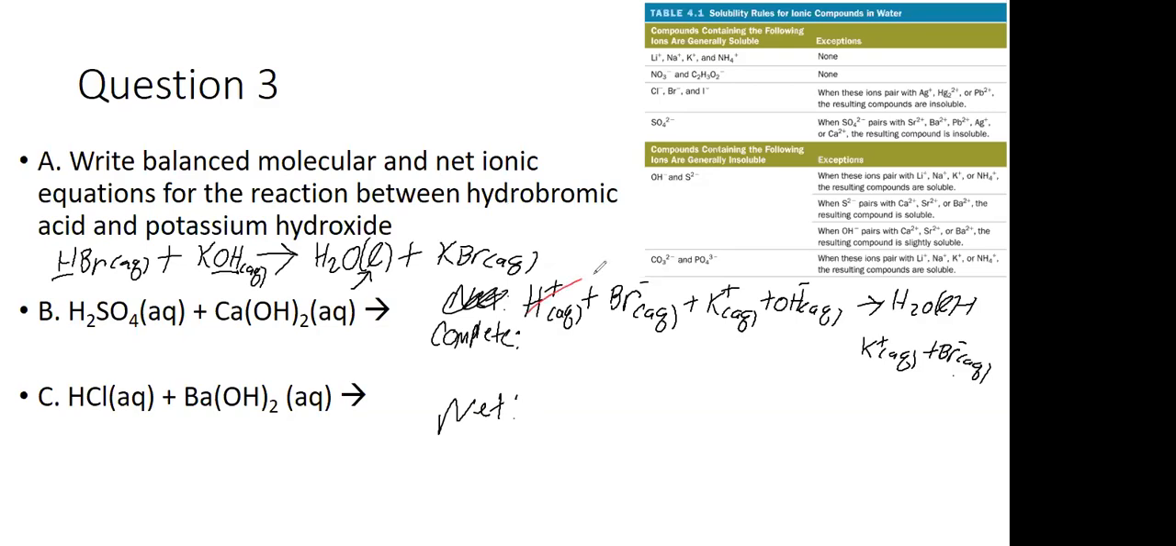So hydrogen cancels out. No, hydrogen does not cancel out. What am I talking about? It's Friday, people. Bromine cancels out because it's the same on both sides of the equation. Potassium cancels out because it's the same on both sides. What we're left with is hydrogen plus OH minus, don't forget the state symbols, make water.